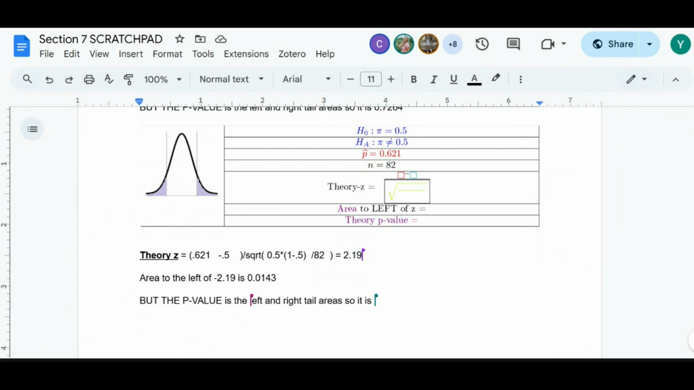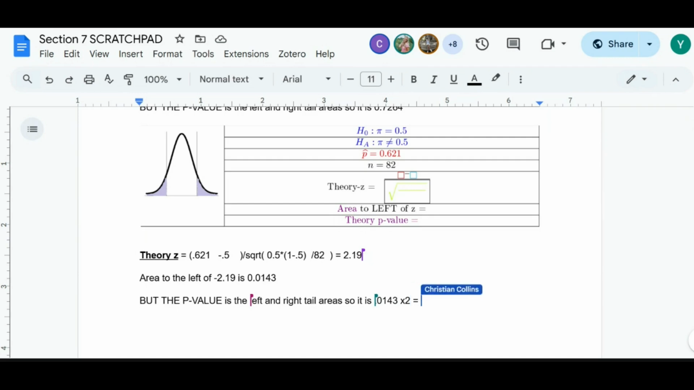Anyone at all? What should it be? The area to the left of minus 2.19 is that thing. You know you want both tails, and so what do you need to do to that answer? You multiply by 2. But can you show me what you multiply by 2? All right. You take 0.0143 and multiply that by 2.